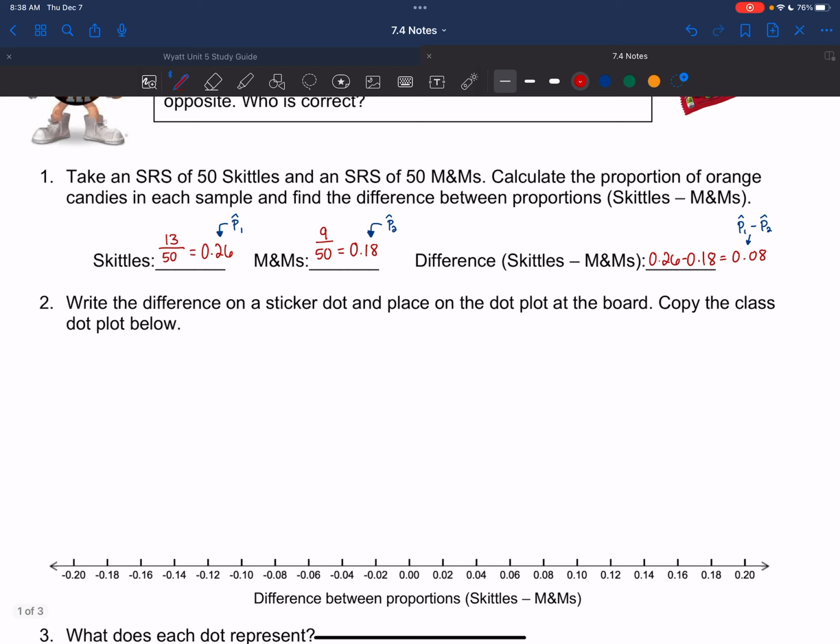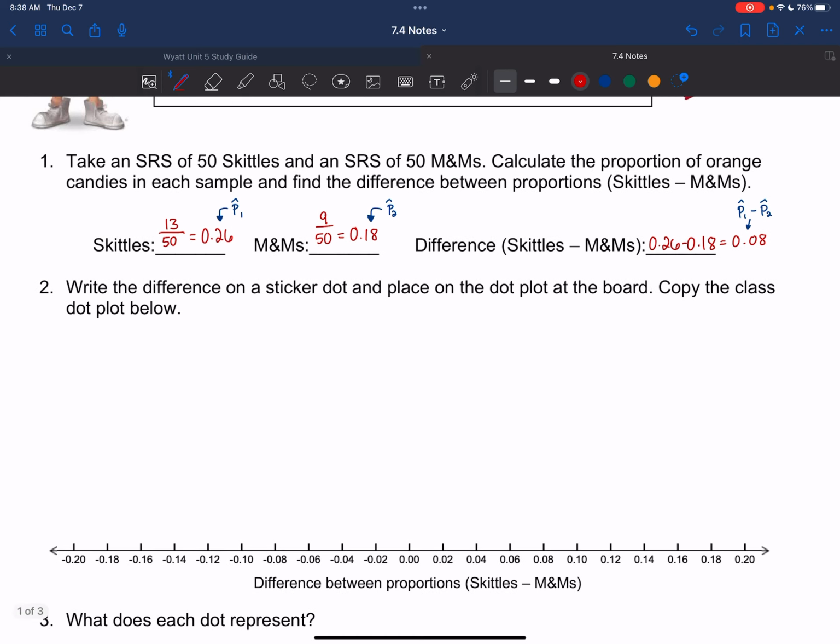Now, it says write the difference on a sticker dot and place a dot on the board. If we were in a physical classroom, we'd be able to do that. But every single person would have a difference in proportions, and each dot would be placed on the board. But I've just gone ahead and made an example here. So let's say that this is what our class is going to look like. So I've got numbers ranging from negative 0.08 to positive 0.12.